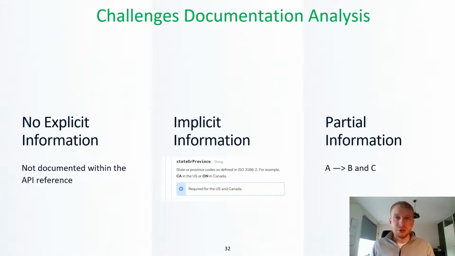The challenges for documentation analysis are that often there is no explicit information about constraints at all in the API reference. And sometimes it's implicit information. It is hard to leverage because current text analysis approaches are, well, not always able to analyze this. Another reason was partial information, which is explained in more detail in the paper.